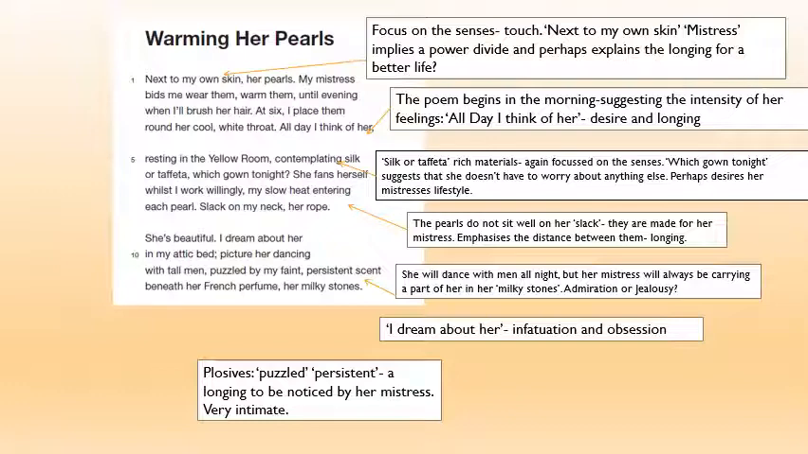"There we are. Slack on my neck, her rope." The pearls do not sit well on her, slack. They are made for her mistress. This emphasises the distance between them. This implies longing, a persistent sense. She would dance with men all night, but her mistress should always be carrying a part of her in her "milky stones." Admiration or jealousy.